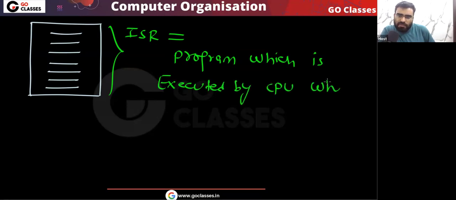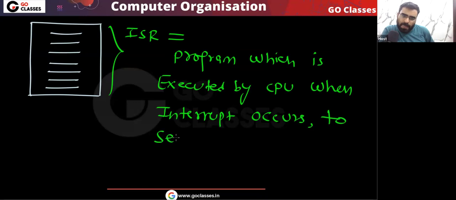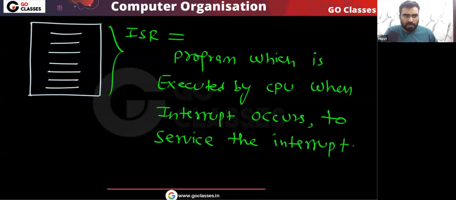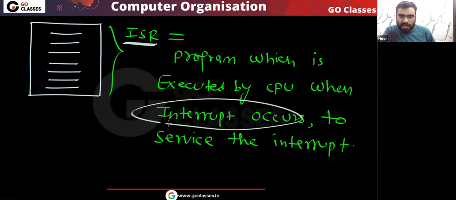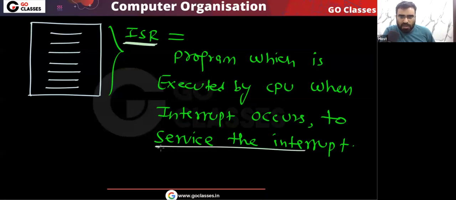When an interrupt occurs, we want to service the interrupt, and to service it the CPU will execute this program. Is this clear? Very simple point. So remember, what is ISR? ISR is just a program which is executed by the CPU when the interrupt occurs, to service the interrupt. So to service the interrupt, we execute the ISR.